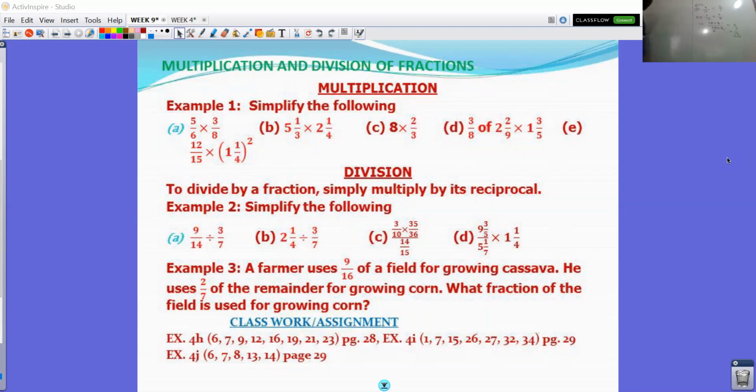So I'll go to question B. Question B. Let's look at the board, please. Question B says 2 1/4 divided by 3/7. That is the second question.